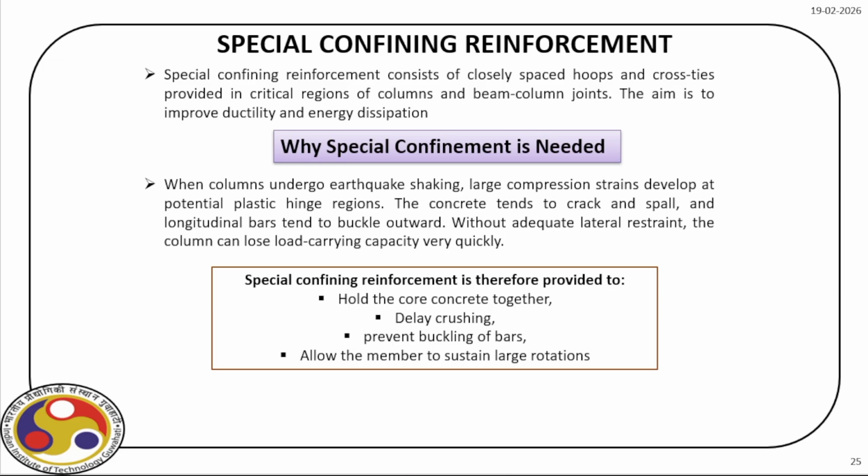Special confining reinforcement. Special confining reinforcement consists of closely spaced hoops and cross ties provided in critical regions of columns and beam column joints. The aim is to provide ductility and energy dissipation. We'll see that in a minute.